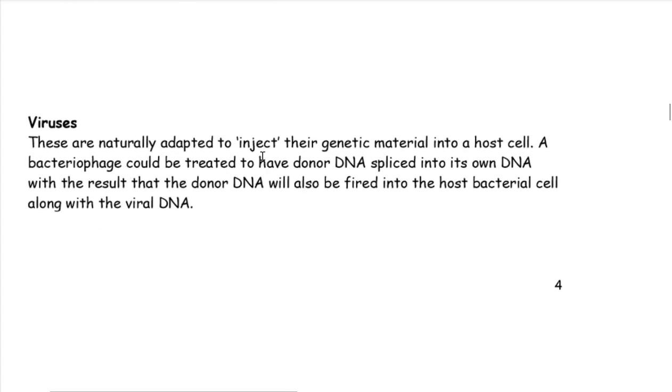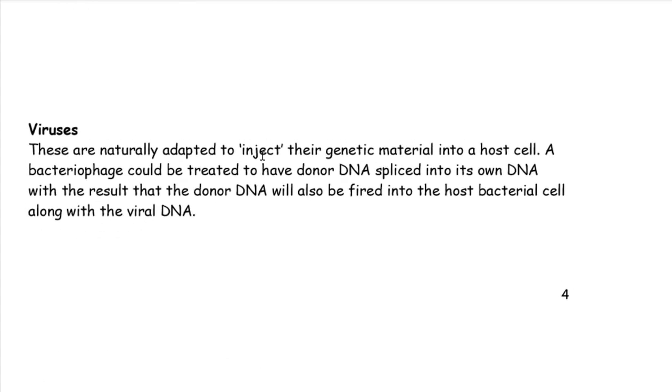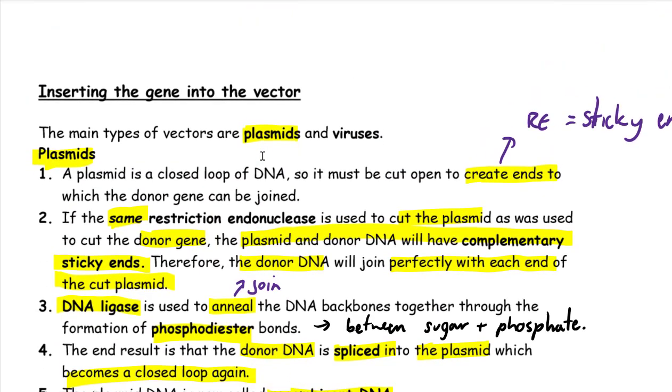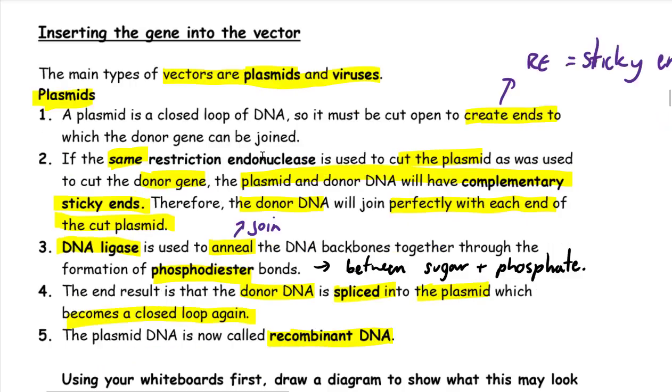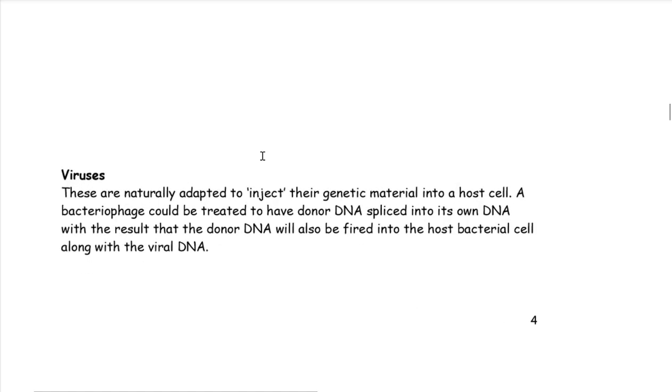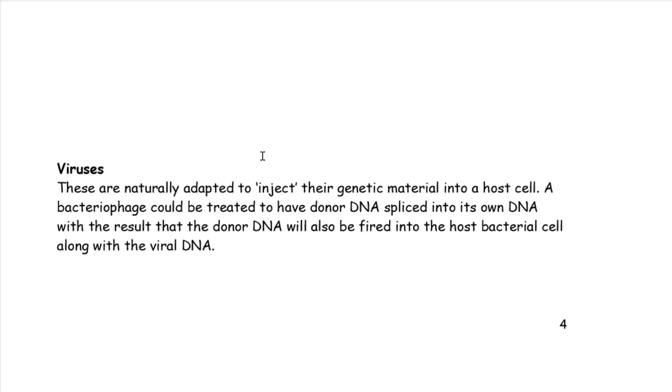Now, viruses. Sorry, I should say, we did say at the start that the main types of vectors we can use are plasmids and viruses. Plasmids are the most common one, but viruses can also be modified. Now, the thing about viruses is they're naturally adapted to inject their genetic material into a host cell. A bacteriophage could be treated to have donor DNA spliced into its own DNA, which basically means that the donor DNA will also be fired into the host cell along with the viral DNA. So basically what we need to know is that viruses are naturally adapted to inject their genetic material into another cell, and that's basically how they spread.